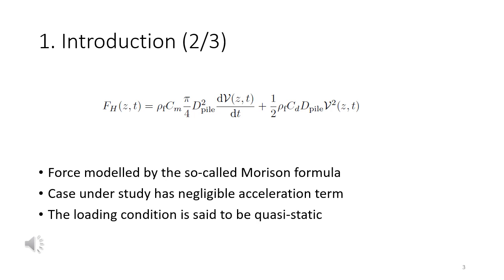This is the Morrison formula. It is used to describe the hydrodynamical force that a flow exerts over a structure that is immersed in it. It has an inertial component, in our case it is negligible. The other is said to be the drag component. To say that the inertial component is negligible is equivalent to saying that our loading conditions are quasi-static.